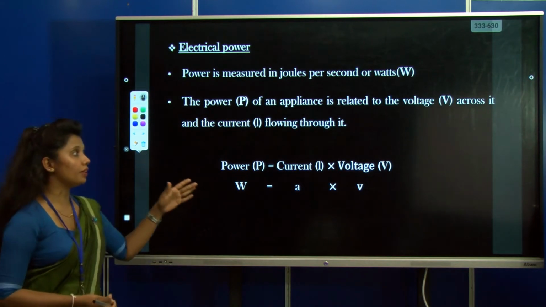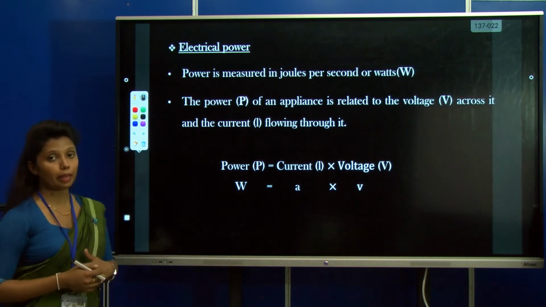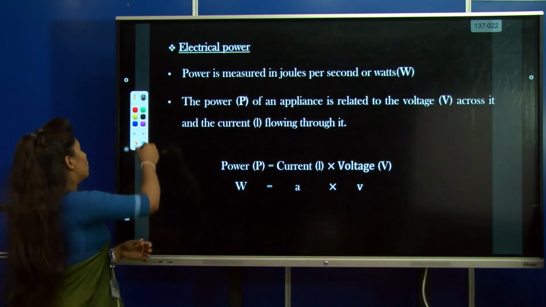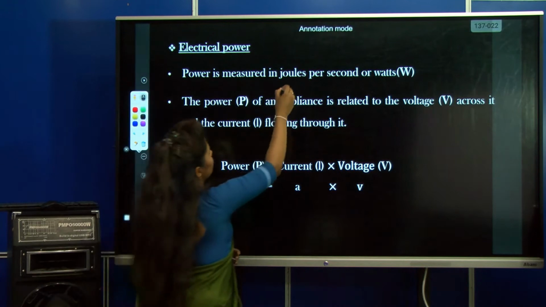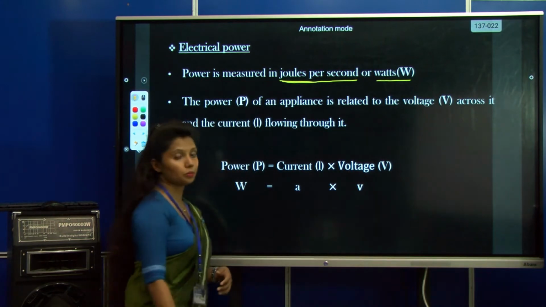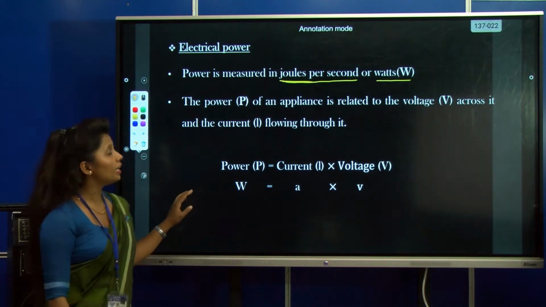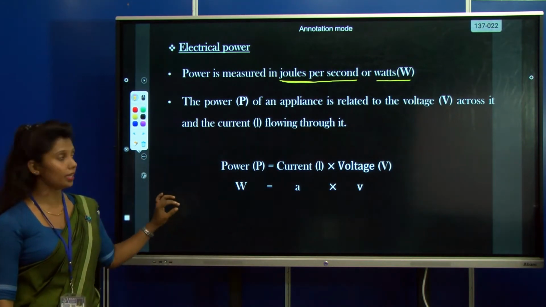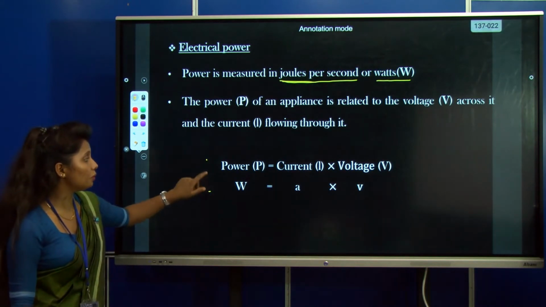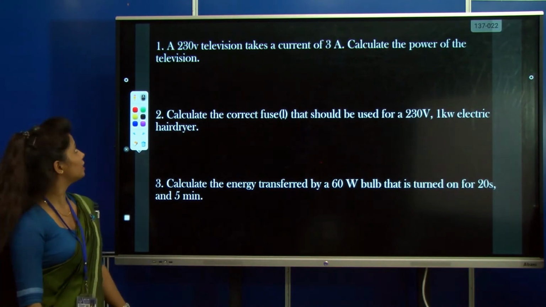Electric power. From here we are going to learn how to find the electric power of an appliance. Power is measured in joules per second or watts. We can use these two, joules per second or watts. The power of an appliance is related to the voltage across it and the current flowing through it. So, here is the formula that we can use to find the power. We will see how we are going to apply it.